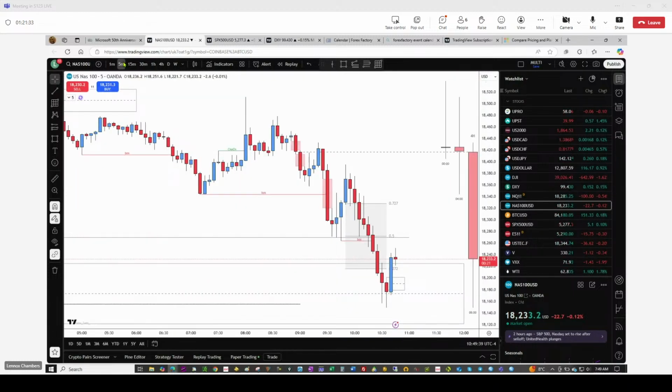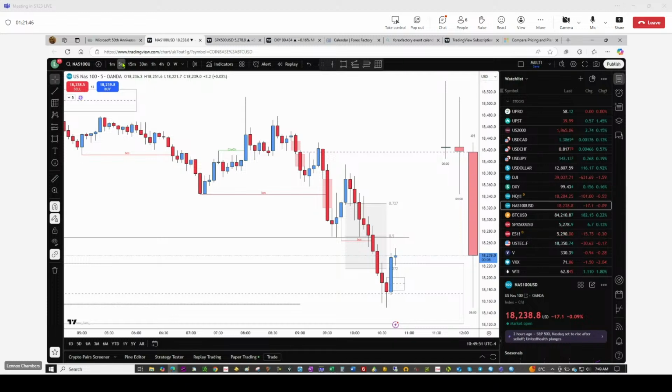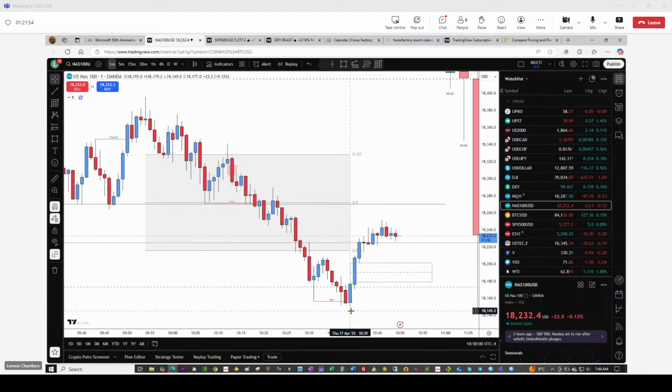On the 5, you should have a fractal now, though. We've had a fractal from a while ago, but a while ago is like 3 minutes ago. The fractal painted at 10:39, 10:40. My first fractal on here now is 10:46. A fractal going which way, down or up? Down. Well, it's just been violated right now.